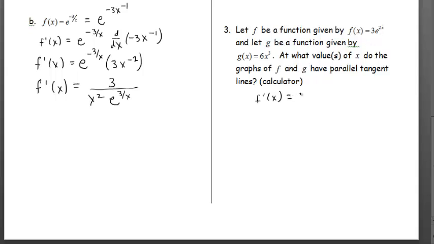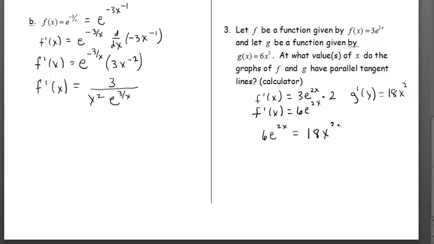The derivative of f: constant multiplier stays there. Derivative is itself times the derivative of the exponent, which is 2. Well, that derivative is easy. Thank goodness it's a calculator problem. Set the 2 derivatives equal to each other. At what x value would these derivatives be the same?